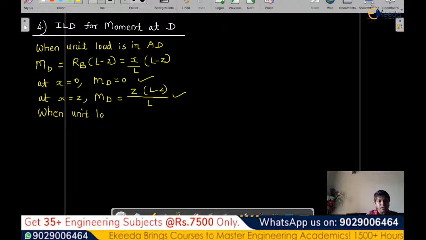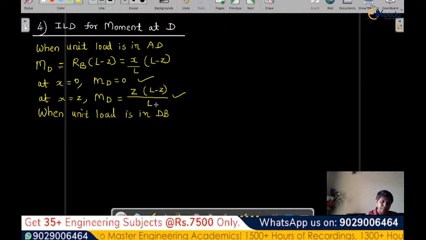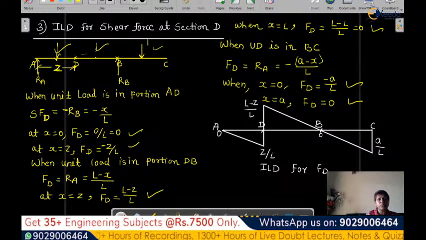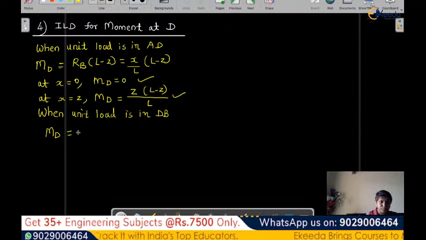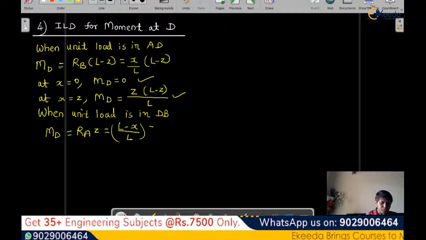When the unit load is in DB, in this case, what is the moment at D point? Let's see what the moment at D point is when the unit load is in DB. That is nothing but RA into Z. So RA value we have (L minus X) by L into Z.